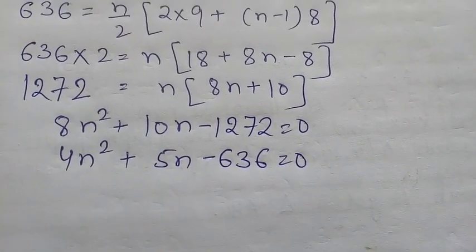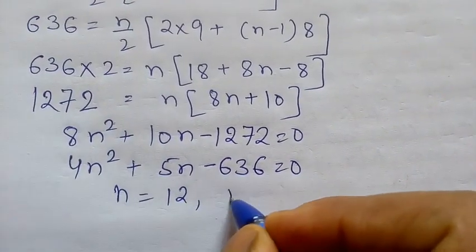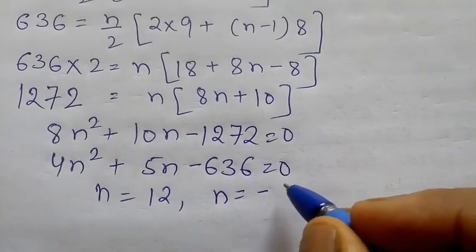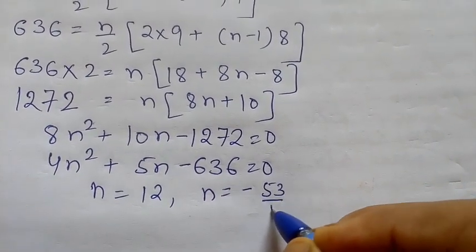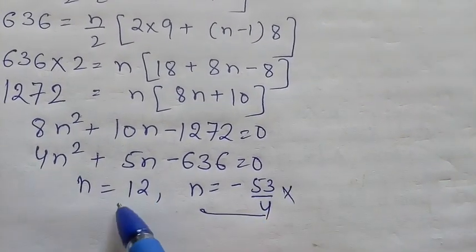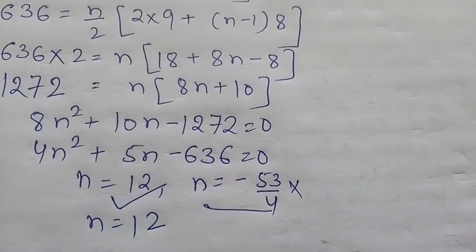Then you will get n equal to 12 and n equal to minus 53 by 4. So n equal to minus 53 by 4 is not possible. Therefore n equal to 12 is the right answer.